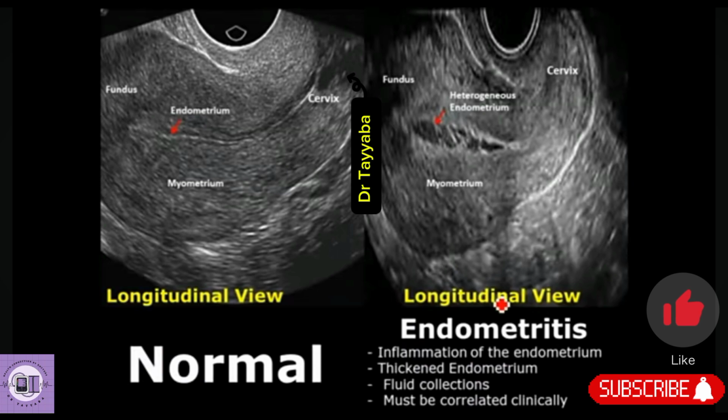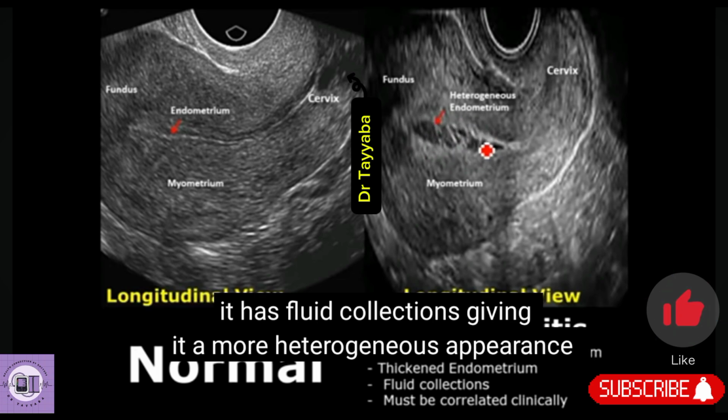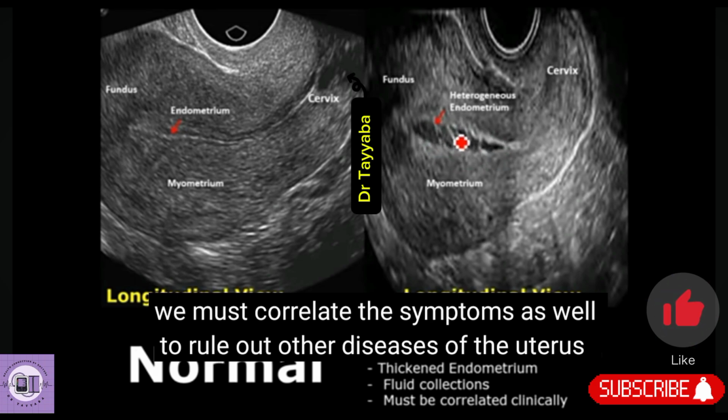Endometritis is the inflammation of the endometrium. We can notice a difference in the appearance of the endometrium. It is more thickened. It has fluid collections giving it a more heterogeneous appearance. We just correlate the symptoms as well to rule out other diseases of the uterus.